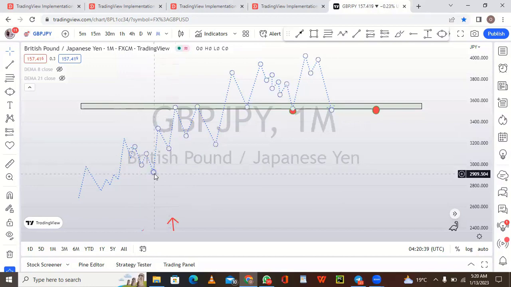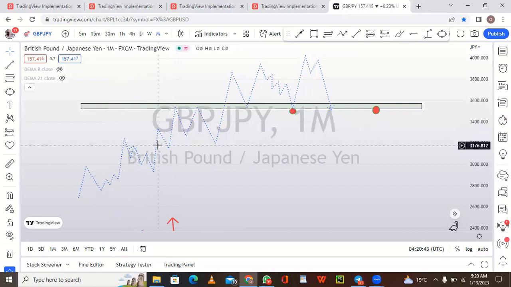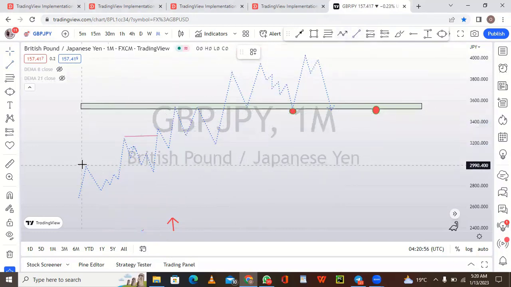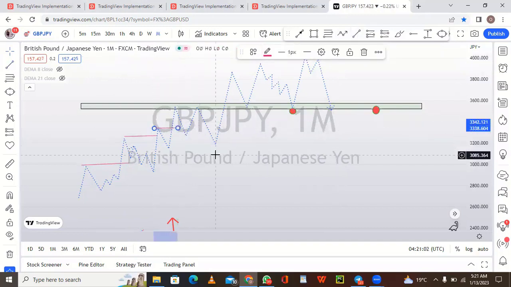And because this is the highest point the market came to before this swing point was broken, there is a break of structure around this region. There is a break of structure here. There is a break of structure here. There is also a break of structure around this place. You see, the market is breaking structure to the upside.